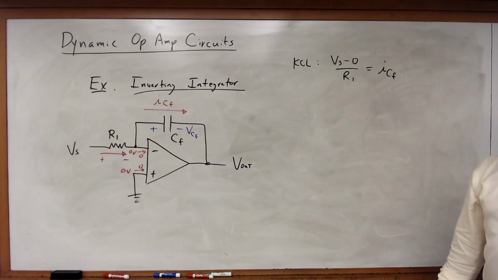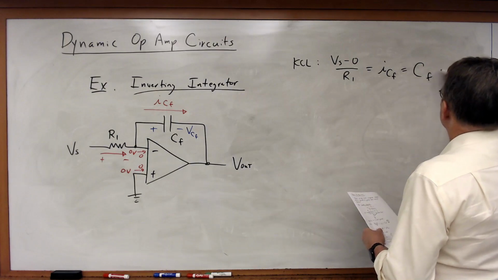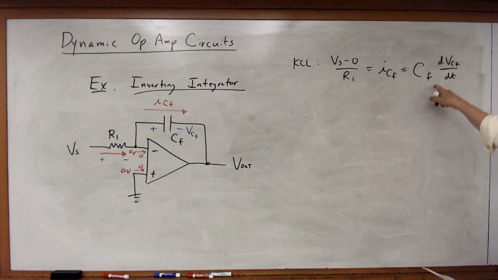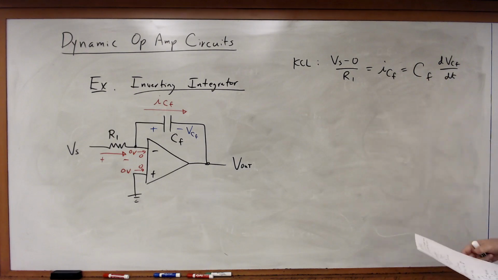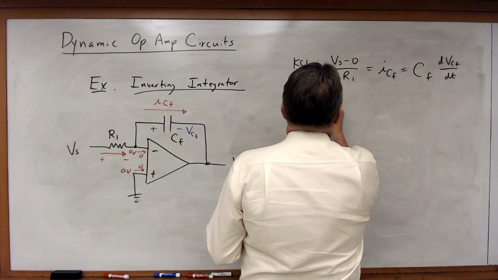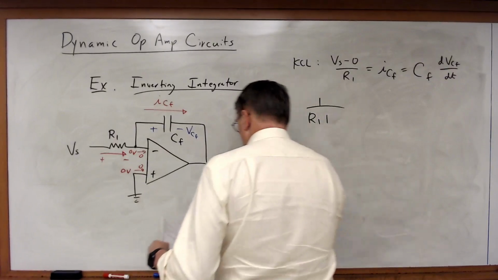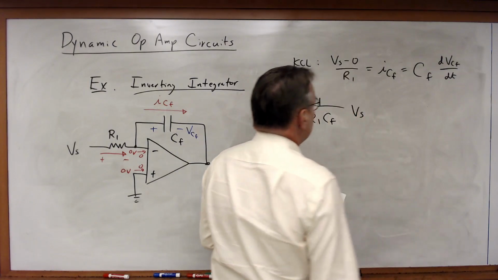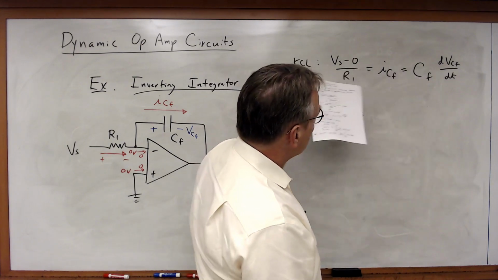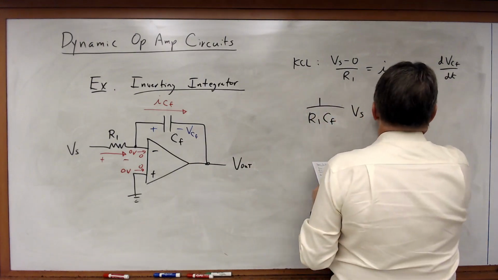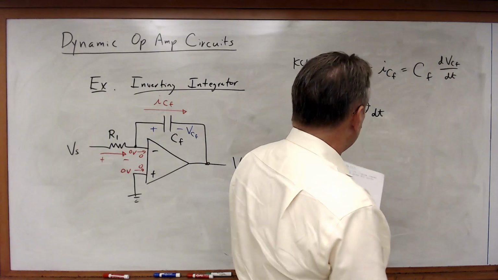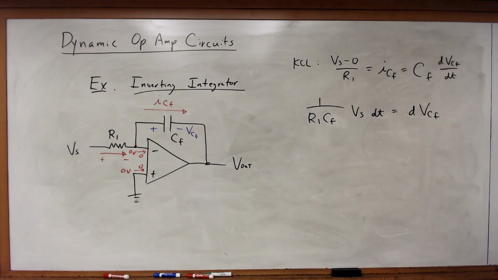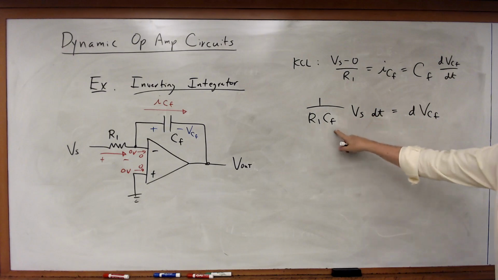But I is equal to C dV/dt. So therefore, this is equal to Cf times dV_Cf/dt. So given this expression, let's go and do a little rearranging of terms. If I rearrange terms, what I get is that 1 over R1 Cf times Vs, so all I've done is I've brought the Cf over to the other side, times dt, multiplied by dt on both sides, is equal to dV_Cf. And now we're going to take this and integrate both sides of this expression.